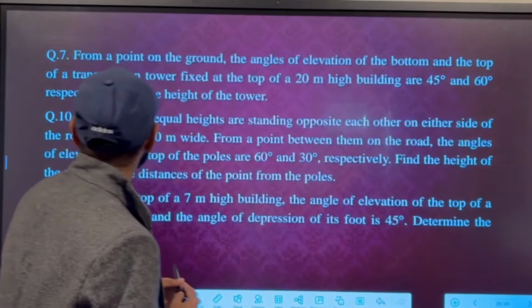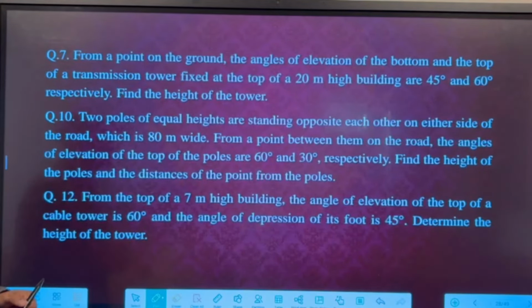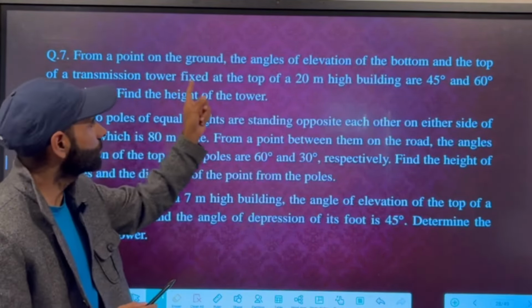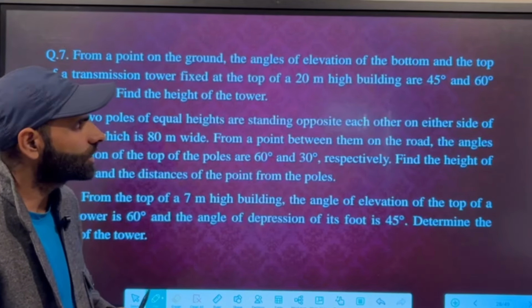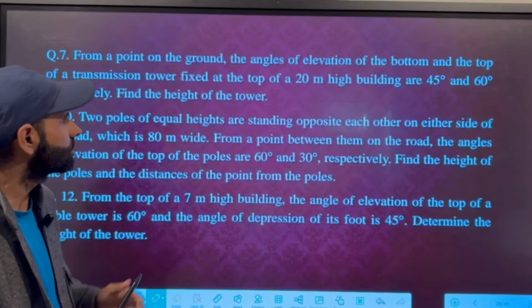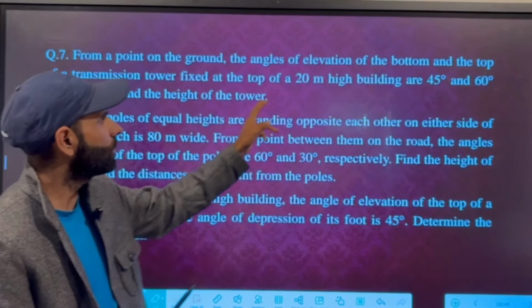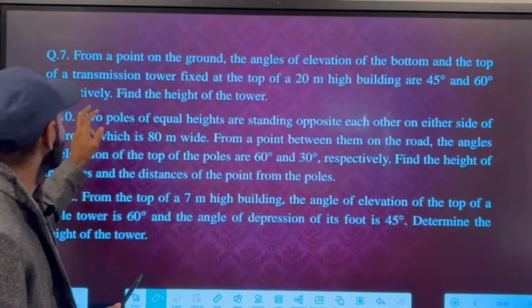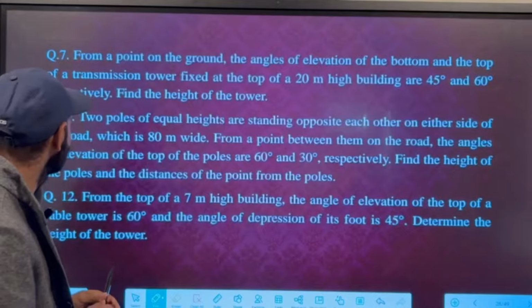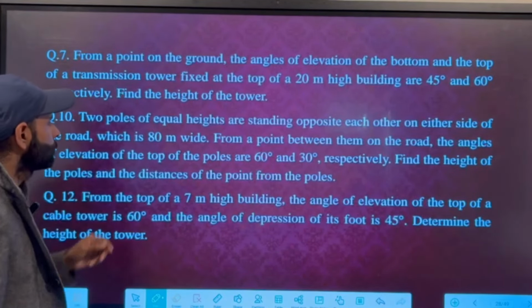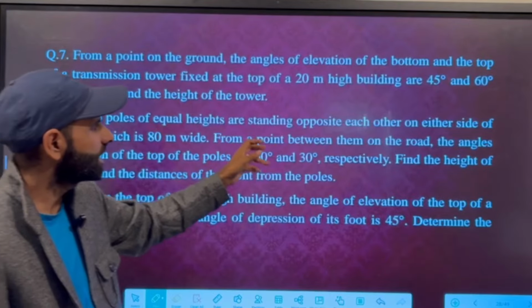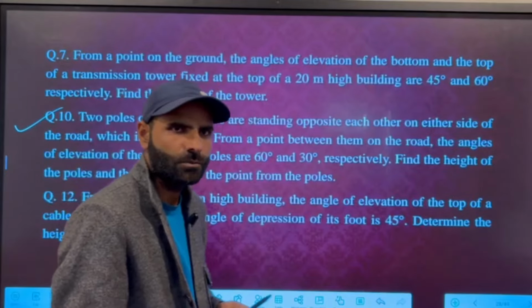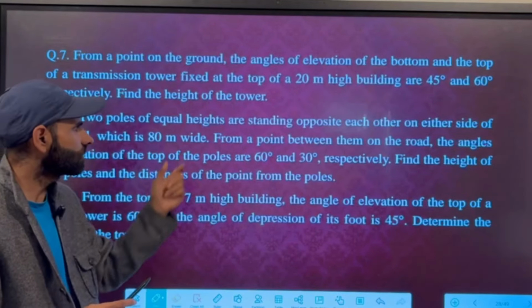Coming to next question, question number 7. It is very important. From a point on the ground, the angles of elevation of the bottom and the top of a transmission tower fixed at the top of a 20 meter high building are 45 degree and 60 degree. We need to find the height of the tower. Question number 10: two poles of equal heights are standing opposite to each other on either side of the road, which is 80 meter wide.